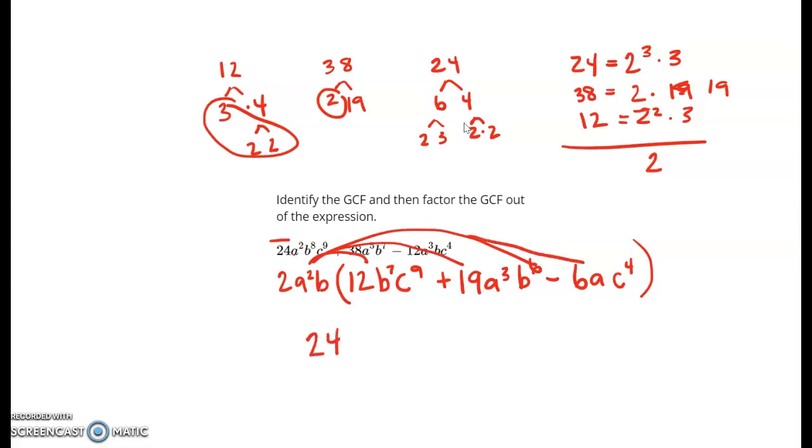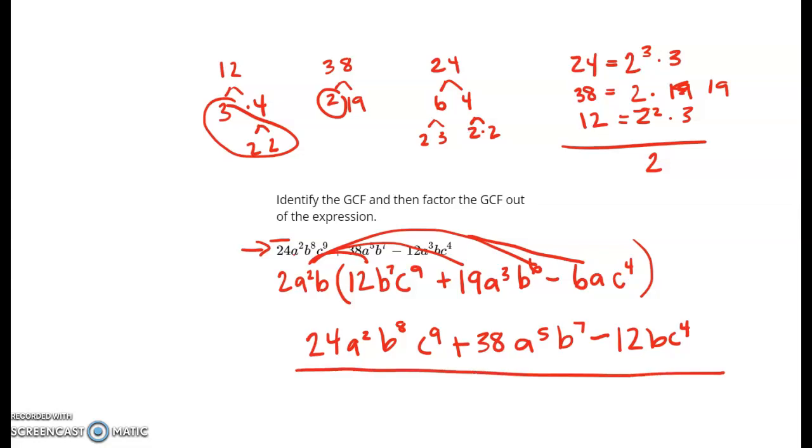When you multiply it back through, you should get 24a squared b to the 8th, c to the 9th, plus 38a to the 5th, b to the 7th, minus 12b c to the 4th. Have we seen that before? Yeah, it's right here, our beginning answer. So when you multiply that factor back in, you should have exactly what you started with. That's a great way to check yourself on factoring.